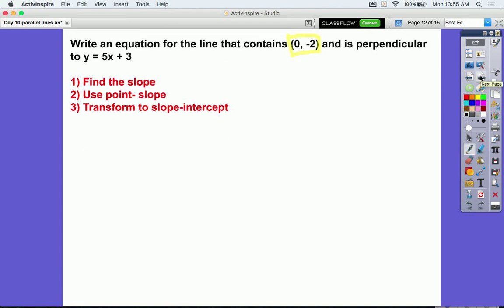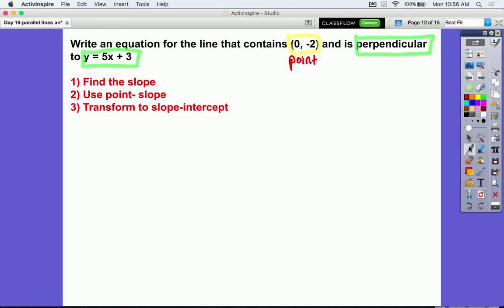Same thing like what we were working on in the last video with parallel lines. So here's what you're going to see for directions. Write an equation for the line that contains (0, -2). So you'll be given a point, and then you'll be told that it's either going to be parallel or perpendicular. In this case, we're talking perpendicular to y equals 5x plus 3.